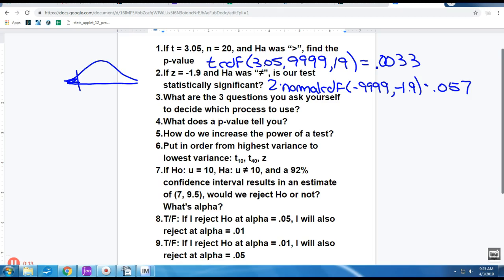So now we got a couple other things here. I want to know if the test is statistically significant. What does that mean? If it's statistically significant, what do we do with H naught? Reject. So we just talked about that yesterday for the first time. Statistically significant means you reject H naught. I didn't tell you alpha here, so what is it? 0.05. So my p-value is bigger than alpha, so would I reject H naught? No. So is it statistically significant? We fail to reject, right? And if you fail to reject, it's not statistically significant. So that's no.